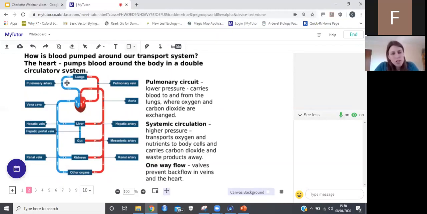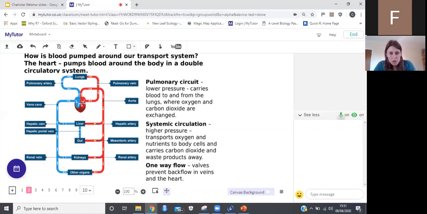And in general, oxygenated blood is taken away from the heart to different parts of our body through arteries. So the aorta here is an artery, the hepatic artery, mesenteric artery, and the renal artery. They're all examples of arteries. But then we have our pulmonary circuit, which turns this on its head, because the pulmonary artery carries deoxygenated blood, and the pulmonary vein carries oxygenated blood, whereas around the rest of our body, veins are the ones that carry the deoxygenated blood, they're the blue ones.